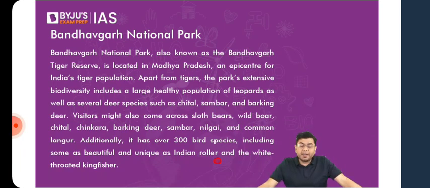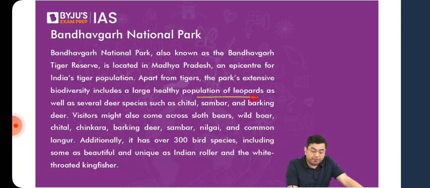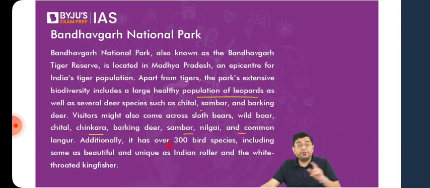Then we have the Bandhavgarh National Park. Now Bandhavgarh is situated in Madhya Pradesh. It is here that you will find a large healthy population of leopards, deer such as cheetal, sambar, barking deer, and you will also find, for example, chinkara, nilgai, and langur. So obviously, when you have a large variety of herbivores, the carnivore population will also thrive. So you will find a significant carnivore population as well.